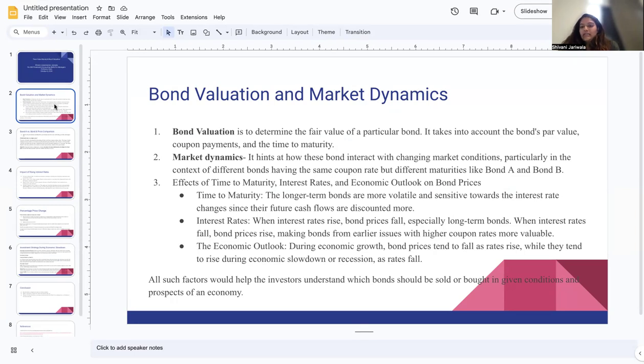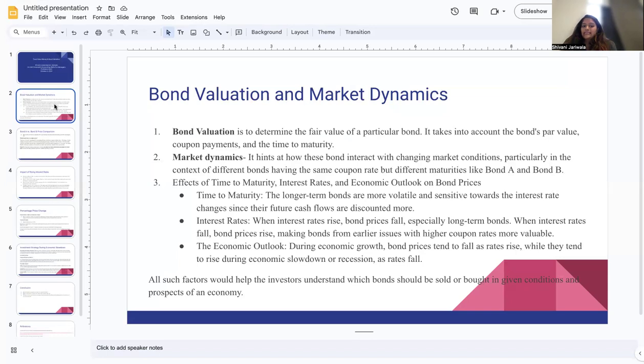So there are certain dynamics or factors which are affecting the value of a bond. The market dynamics hint at what conditions this bond is reacting to. Particularly in our context, bond A and bond B have the same coupon rate, but different maturity periods. The effect of time to maturity is that long-term bonds are more volatile and sensitive because they are going to come into contact with many interest rate changes and market fluctuations. Thus, long-term bonds will have more discounted future cash flows.